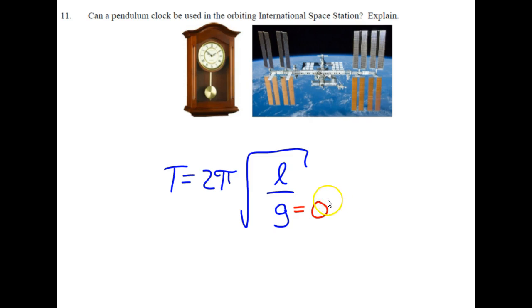What this does is it gives an apparent acceleration due to gravity of 0. That's why the astronauts and objects inside it, if not attached, can appear to be floating around inside as if they're weightless. And that's because the apparent acceleration due to gravity in that scenario is 0. So could a pendulum clock be used in the orbiting International Space Station? The answer is no. The period would end up being negated here because of the acceleration due to gravity equal to 0.